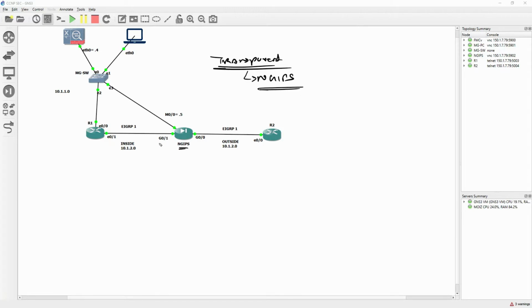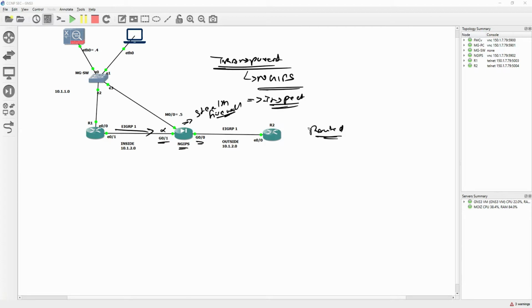Another thing is that these two interfaces are no more in routed mode. That means whenever R1 wants to communicate with R2, I cannot give the next hop of my router as the G0/1 interface. Now when the FTD is in transparent mode, it is also known as a stealth firewall. Why stealth firewall? Because we are going to inspect the traffic. That's why we refer to it as a stealth firewall.